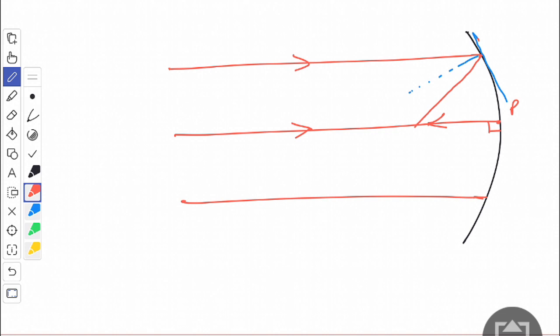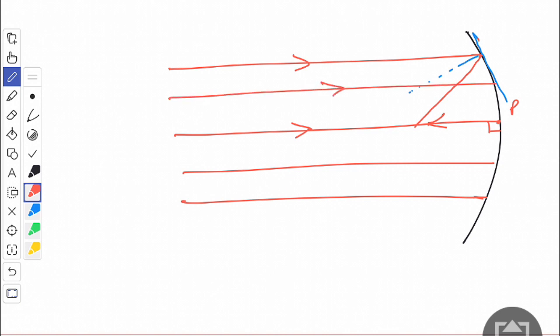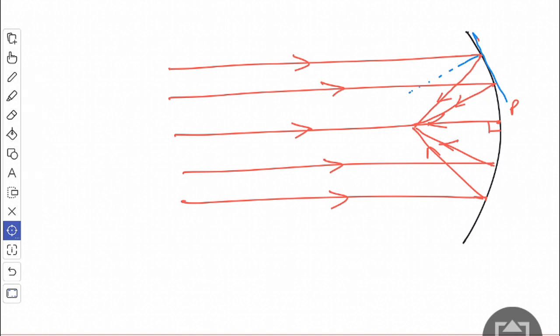Any ray that I take, I take one more ray, one more ray here, all these rays after reflection will come and meet at the same point. This I'm not proving, I'm just telling you. So we took 4 rays, and all of them after reflection came and met at the same point. Now if all the rays come to the same point, you say that they are getting focused.